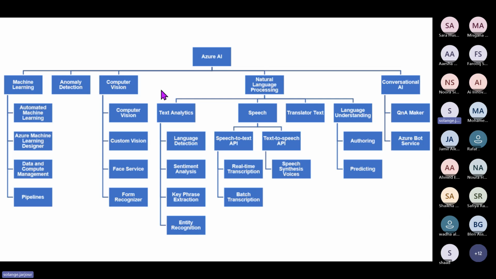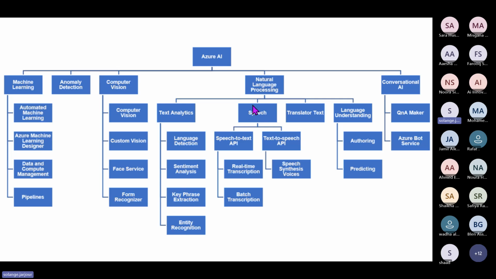Now, if we go to the next one, we have natural language processing. In natural language processing, we have several aspects as well, or APIs. We have our cognitive services, we call them, you name it. Text analytics, which has language detection, sentiment analysis, key phrase extraction, and entity recognition. We will cover all of these today in the session. We will explain the difference between them.